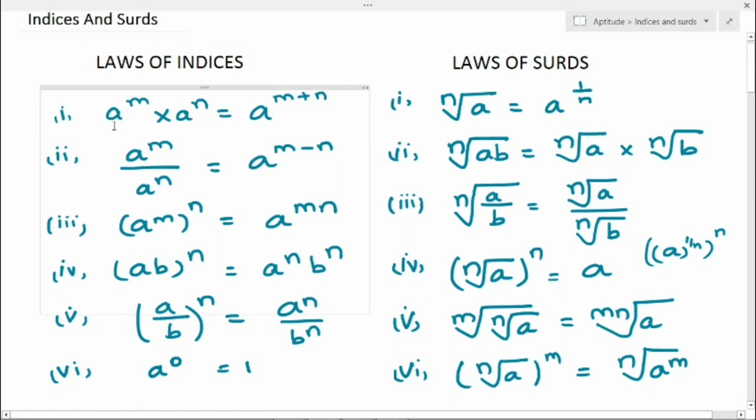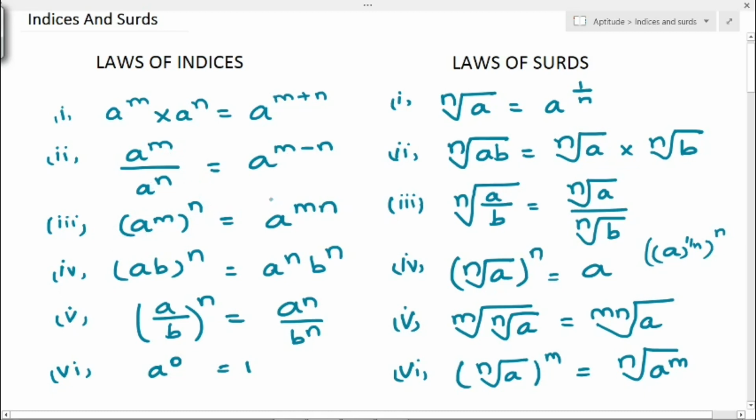The first law is a^m × a^n = a^(m+n). That is, we have the common base, so we have to add the powers, m plus n. The second one is a^m divided by a^n equals a^(m−n). We are taking this term to the numerator, so it becomes minus n. And the third law is (a^m)^n equals a^(m×n), where we are just multiplying the powers.